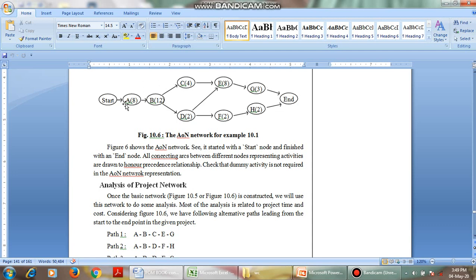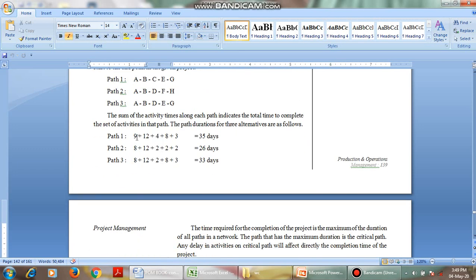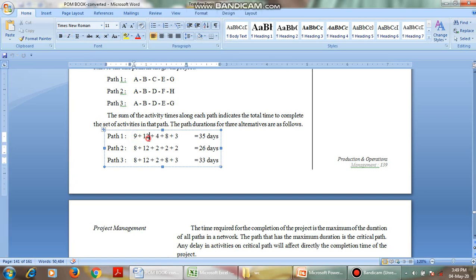That is, a particular diagram has different paths and different time periods. What we will do now? We will add up all the time periods. A requires 9 hours, B requires 12 hours, 4 hours, 8 hours, 3 hours. That is, we will add up the first path time periods, second path time periods, third path time periods, and we will see the number of days.